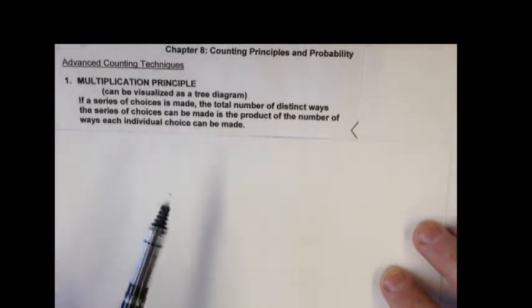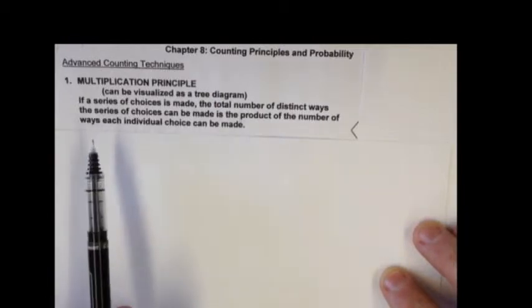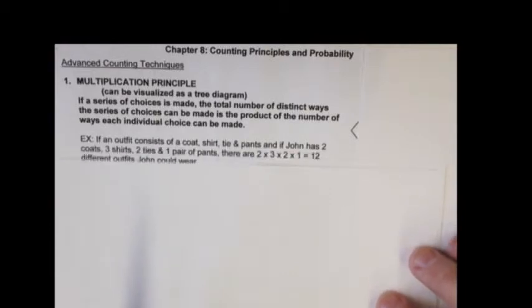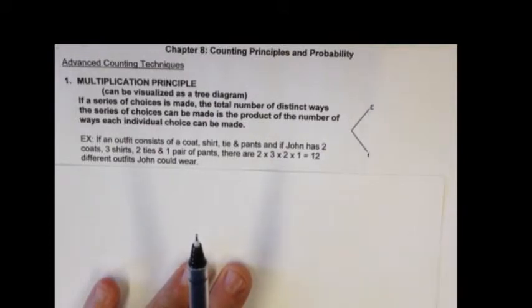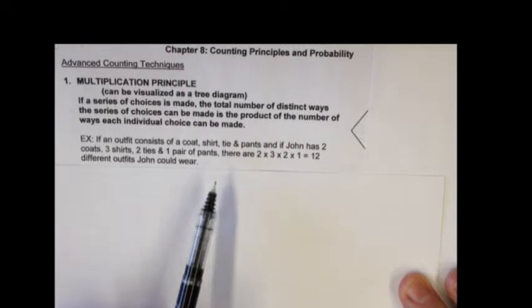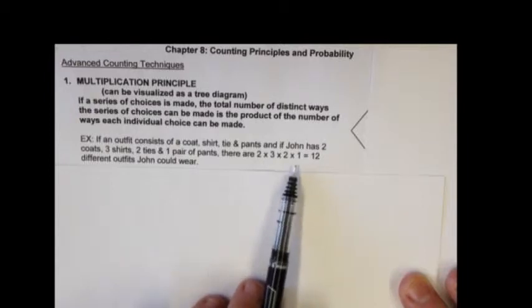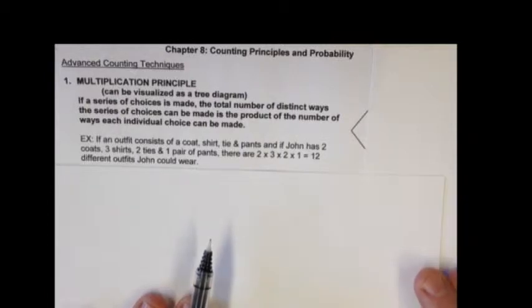The multiplication principle simply says if a series of choices is made, the total number of distinct ways that you can make that series of choices is just the product of the number of ways that each individual choice can be made. And I always like to think of this as a tree diagram, even if it's too big to actually draw. For instance, in this problem it says if an outfit consists of a coat, shirt, tie, and pants, and if John has 2 coats, 3 shirts, 2 ties, and 1 pair of pants, there are going to be 2 times 3 times 2 times 1, each of the individual number of ways, and that would be a total of 12 different outfits that John could wear.